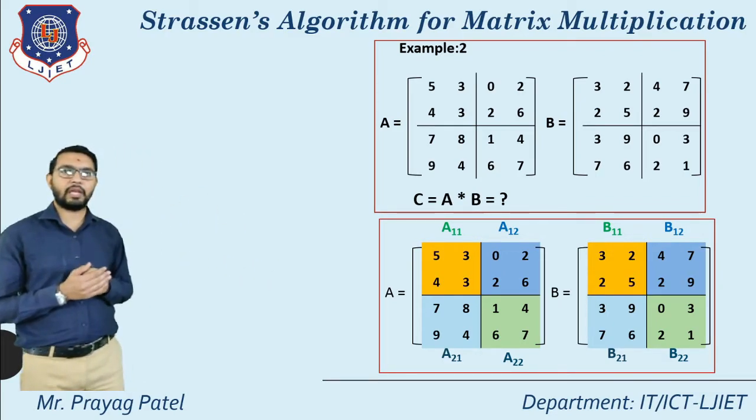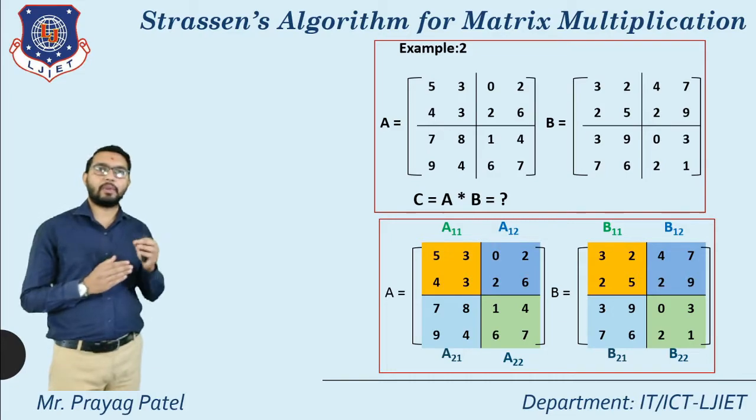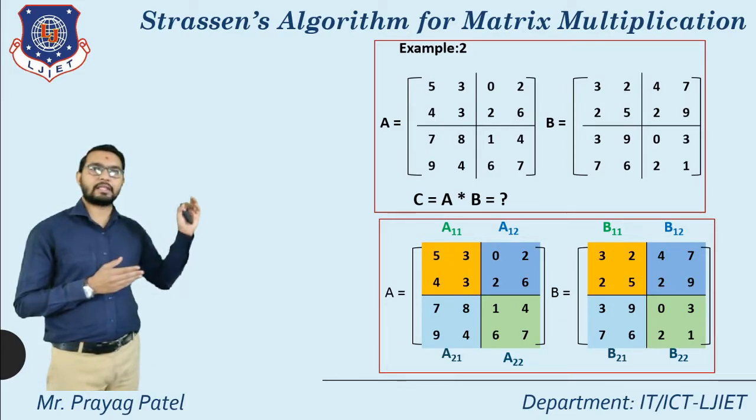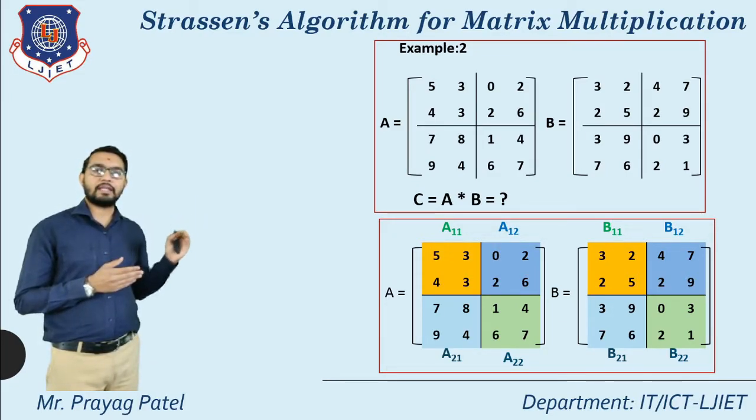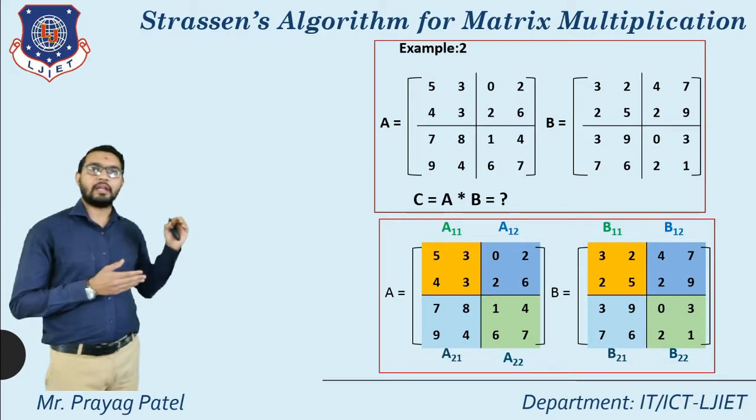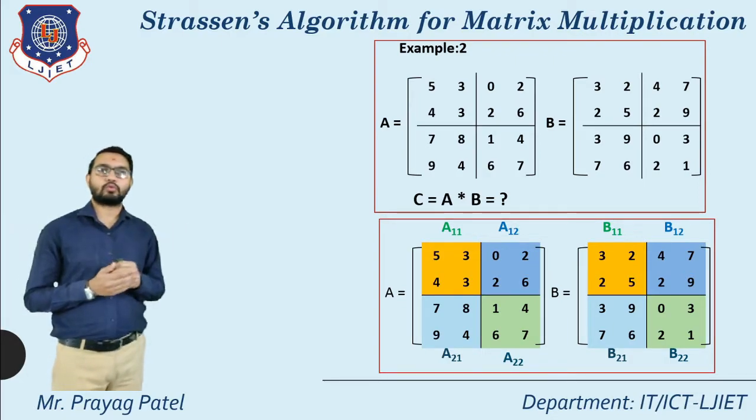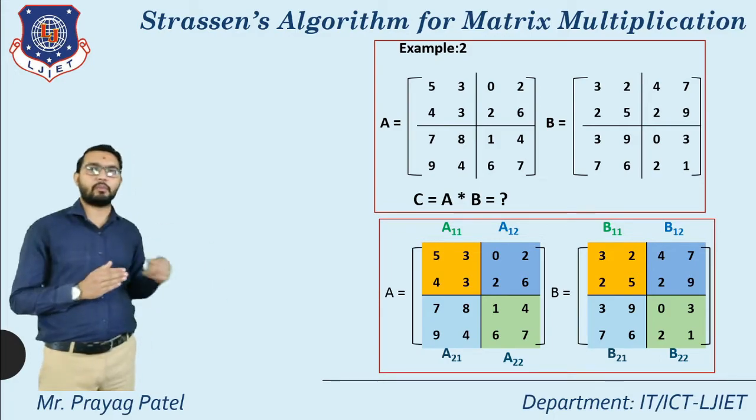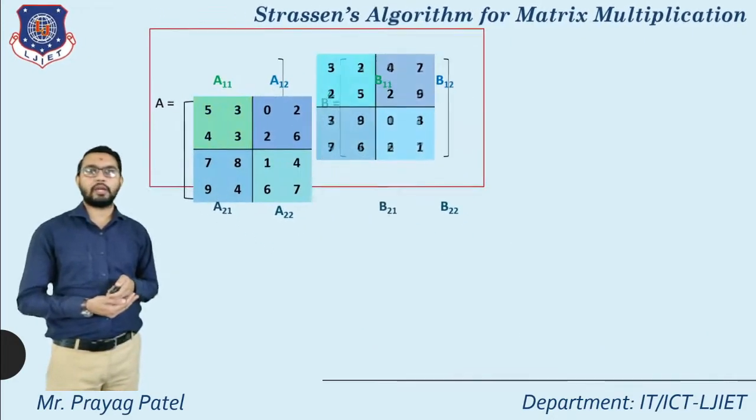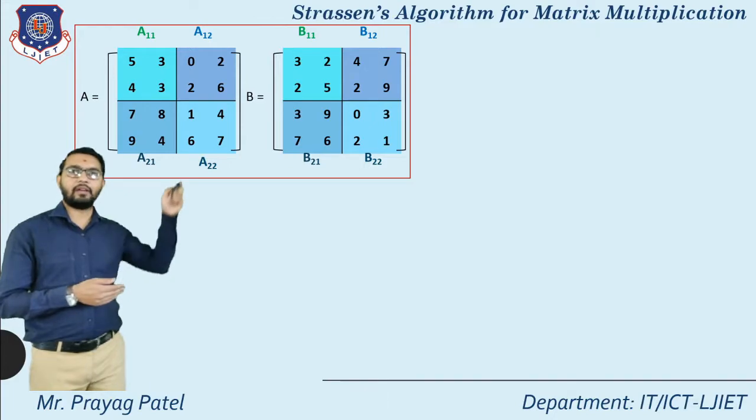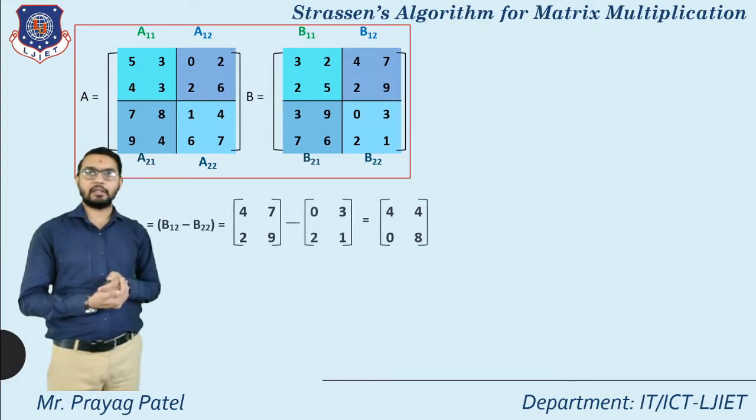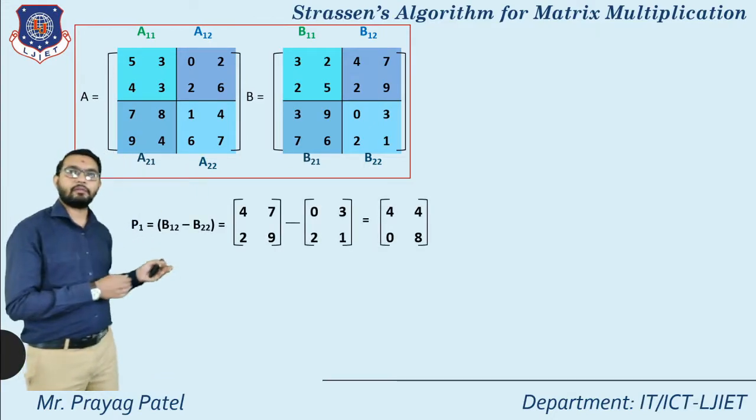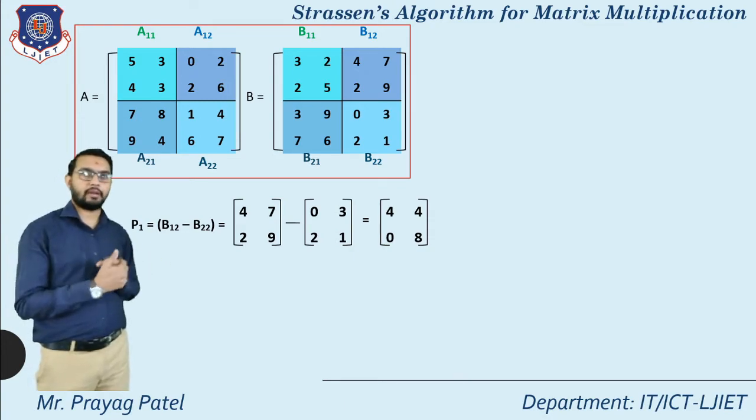For the second matrix B, 3, 2, 2, 5 as B11, 4, 7, 2, 9 as B12, 3, 9, 7, 6 as B21 and 0, 3, 2, 1 as B22. So divide these matrices into submatrices as 2 cross 2 matrices. After dividing we will get this type of divided matrix. Now after that find P1, P2 up to P10.